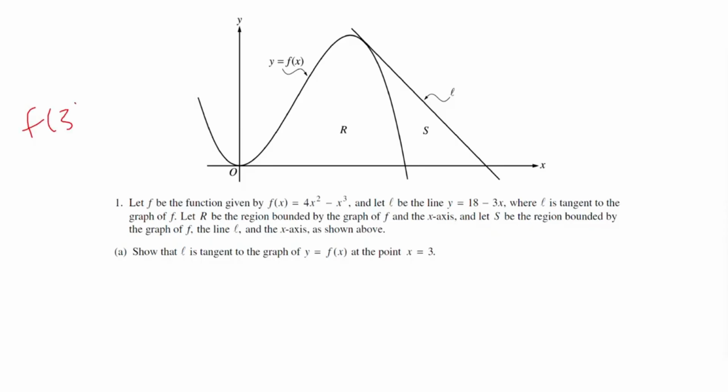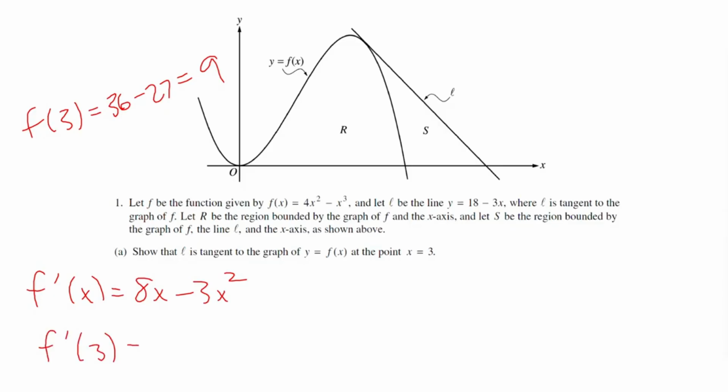So first we'll find f of 3. Right? F of 3 is just 4 times 3 squared. That's 4 times 9, right? 36 minus 3 cubed, right? Which is 27. And so f of 3 is just 9. And then we also need f prime of 3. So f prime of x is just going to be 8x minus 3x squared, taking the derivative. So f prime of 3 is just going to be 24 minus 27, which is negative 3.